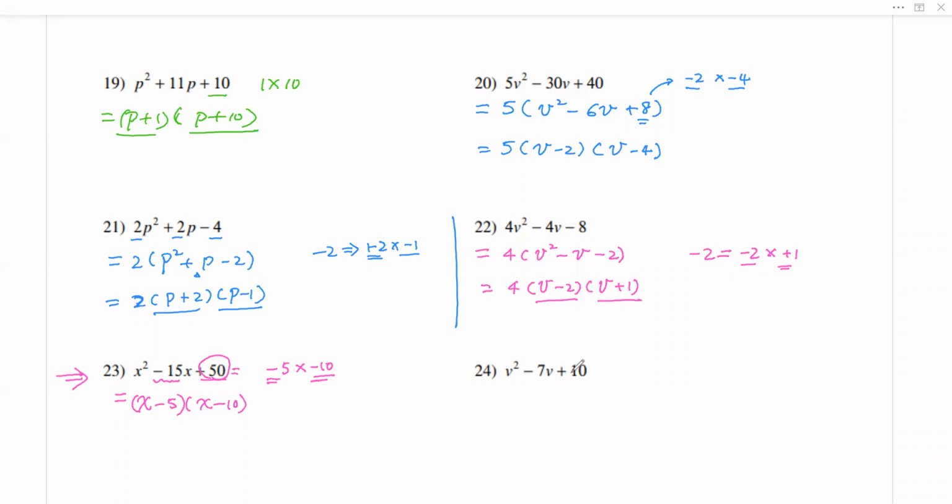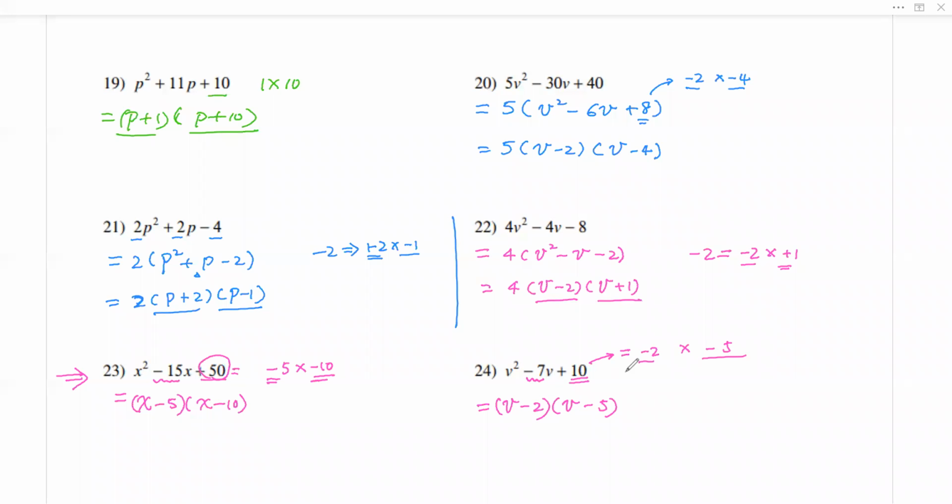All right, let's move to 24. -7. Here is 10. So -5, -2, right? So this one can be factored into -2 times -5. So the sum of these two is -7. So you can get -2 with -5. Two of them. Much quicker, right? Much quicker. Okay, so let's move to the second section.